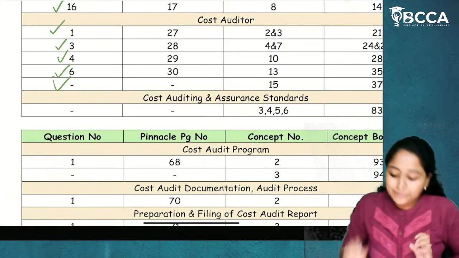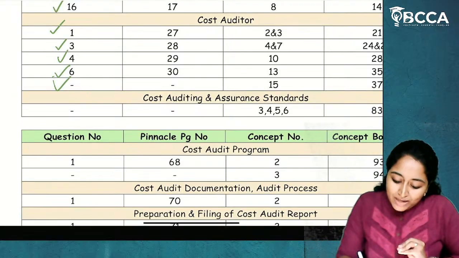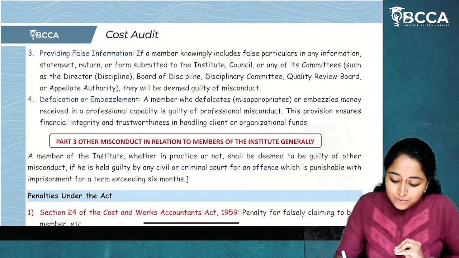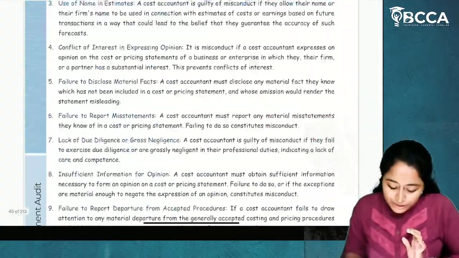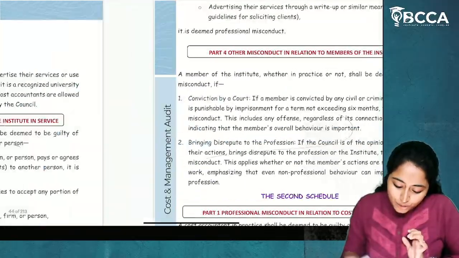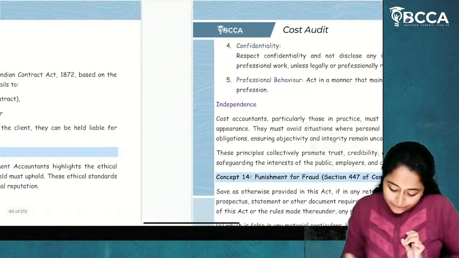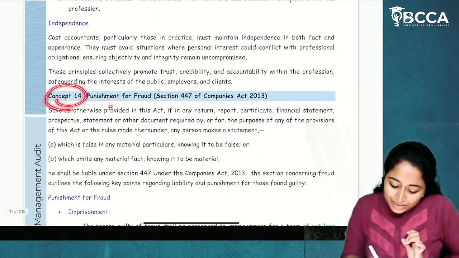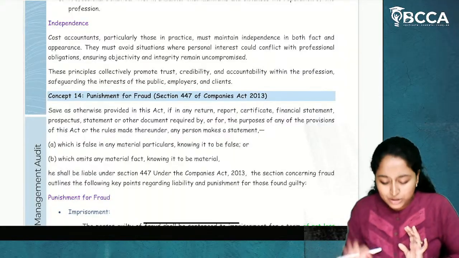So we have completed Unit 3, Cost Auditor, also. Now, what are the important concepts which you have to cover from this particular unit? Concept number 15 is a very, very important concept. You have to go through concept number 15. And concept number 14, punishment of fraud, section 447. Go through it once, it is more than enough.